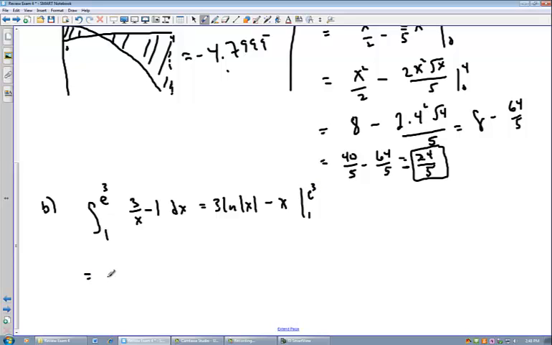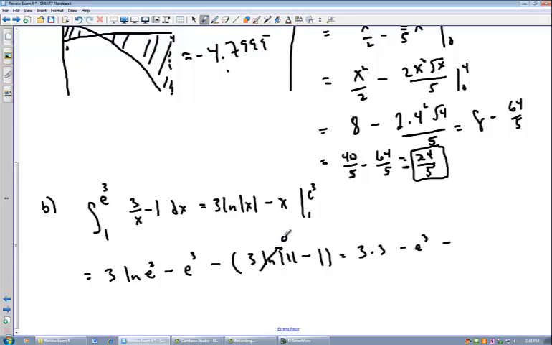And so this is equal to 3 ln e cubed, I don't need the absolute value because e cubed is positive, minus e cubed, minus the quantity, 3 ln of 1, I guess I put the absolute value on there, although I don't need to, minus 1. And so that's equal to, now ln of e to the anything is the anything, so this is 3 times 3 minus e cubed, minus ln of 1 is 0, and so you get minus a minus 1, so that's a plus 1. And so my final answer on this one is equal to what? 10 minus e cubed.